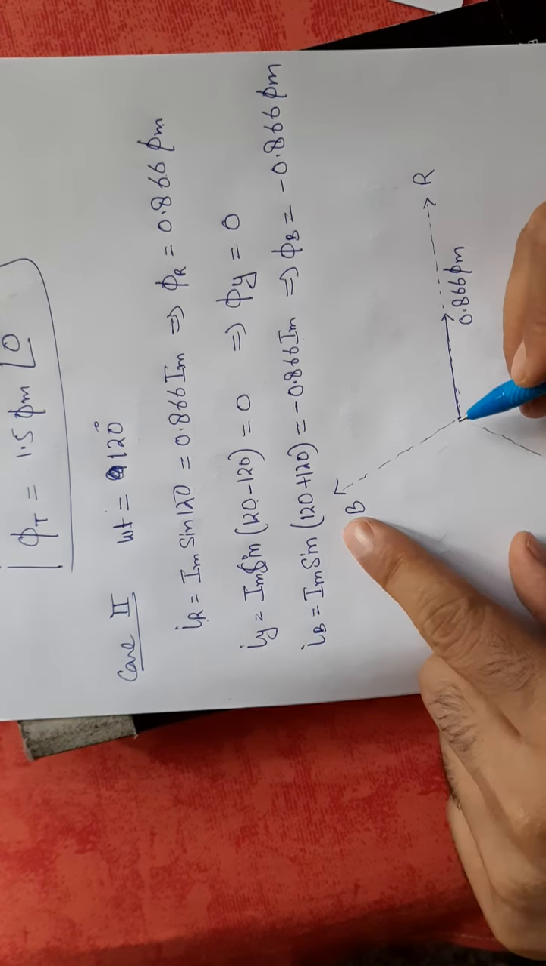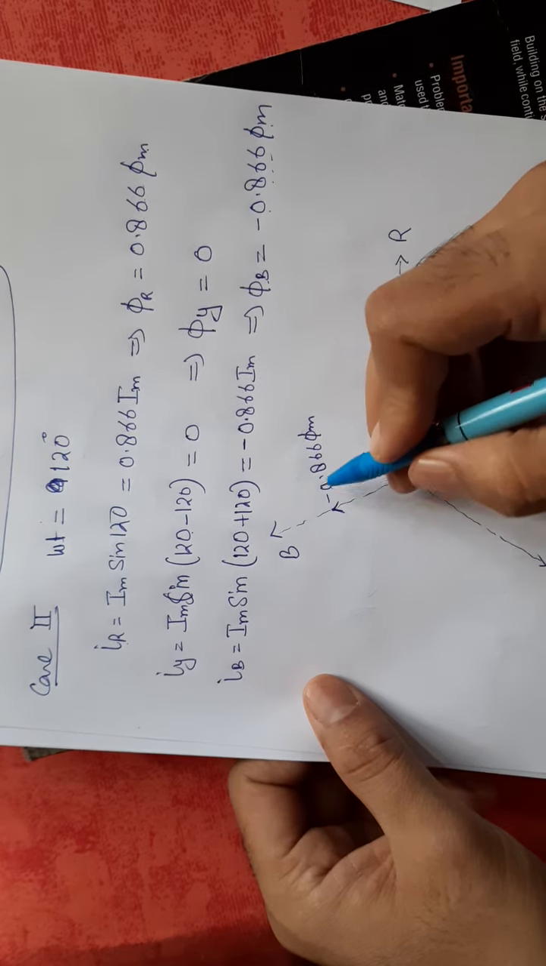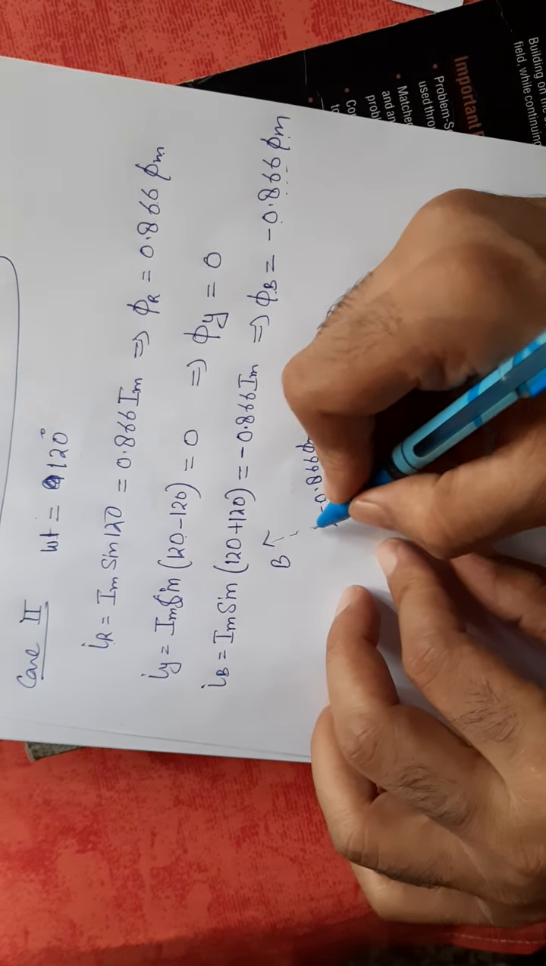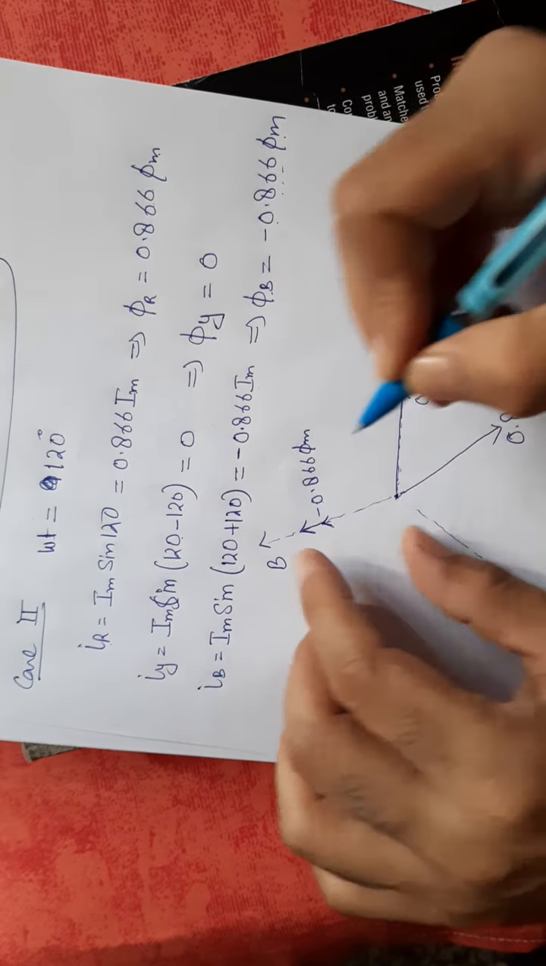So if it is minus 0.866 phi m in this direction, and if instead of negative I want to take positive sign, I will take it on this side. If this is minus 0.866 phi m, what will this be? This will be 0.866 phi m. If this is negative, this is positive. So I will take it a bit higher like this, because I have to make this vector nearly equal to this vector. Now I can take the vector sum of the two.